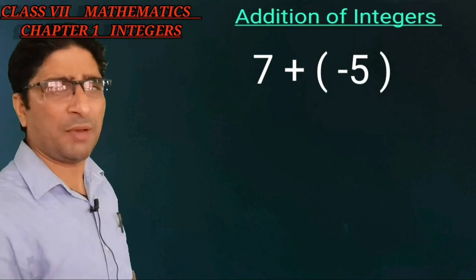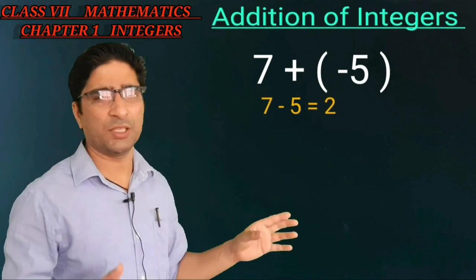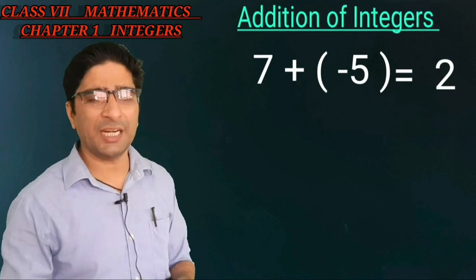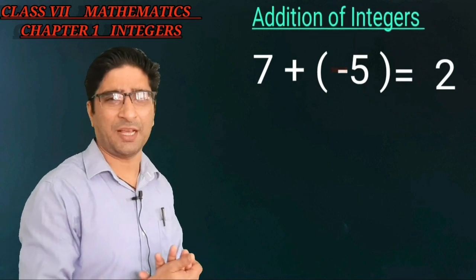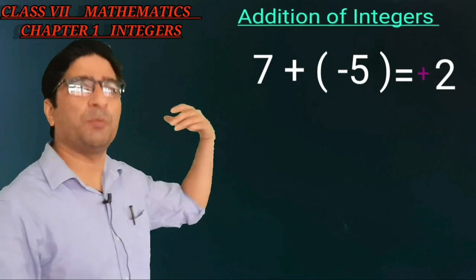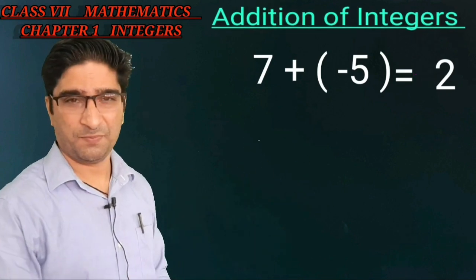So if there is only one minus, you subtract the smaller from the greater. So 7 minus 5 is 2. Now 7 and 5, you check which has the negative sign. 5 has the negative sign and 5 is smaller, greater is 7. So the sign remains positive because 7 has the positive sign.